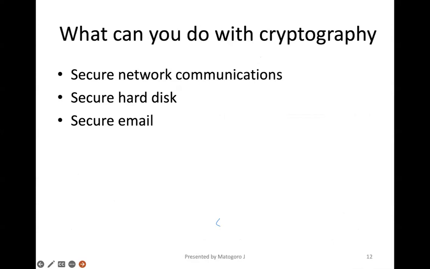Okay, so what can you do with cryptography? As I mentioned, cryptography is a very important topic, especially for this course. By using cryptography, you can secure network communications, you can secure your hard disk, and you can also secure your email. So these are some of the applications which you can secure using cryptography.